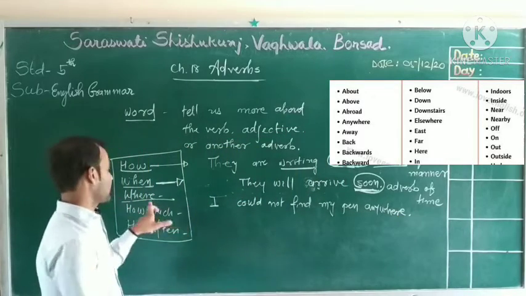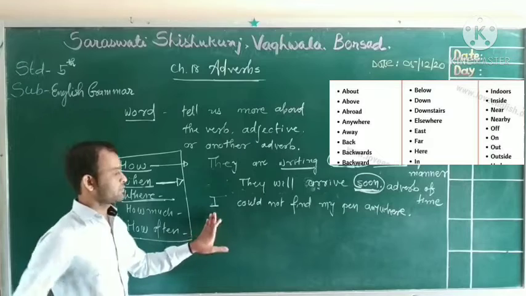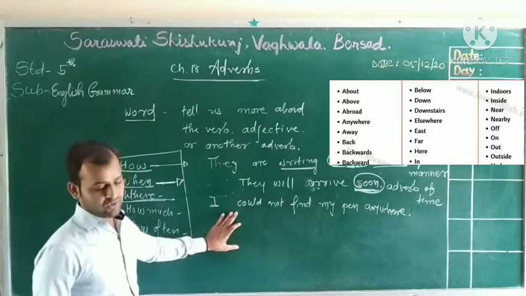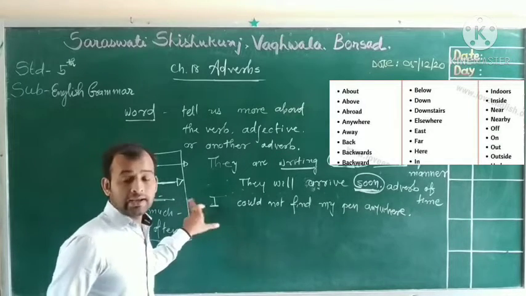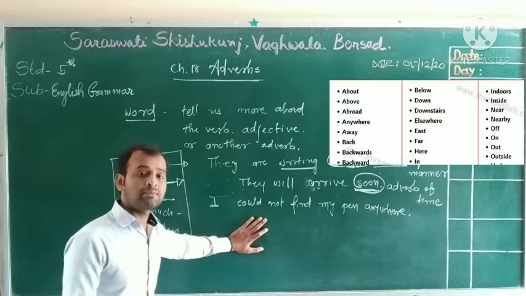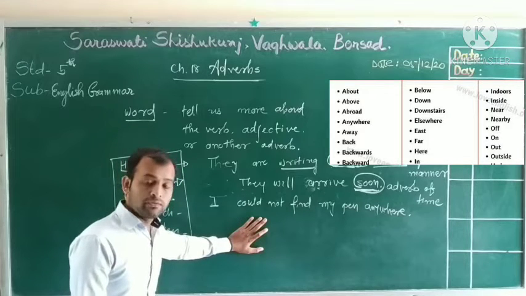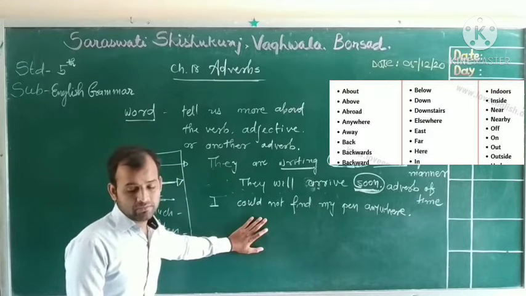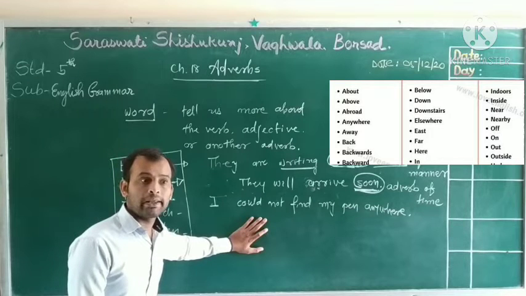Okay. Now here, can you see your verb? I could not find my pen anywhere. So here, it suggests place. What I am saying, place. So adverb of place. It suggests place.